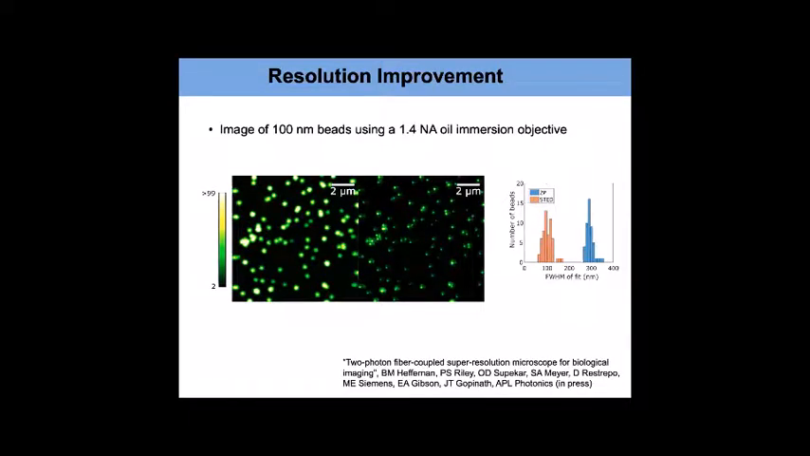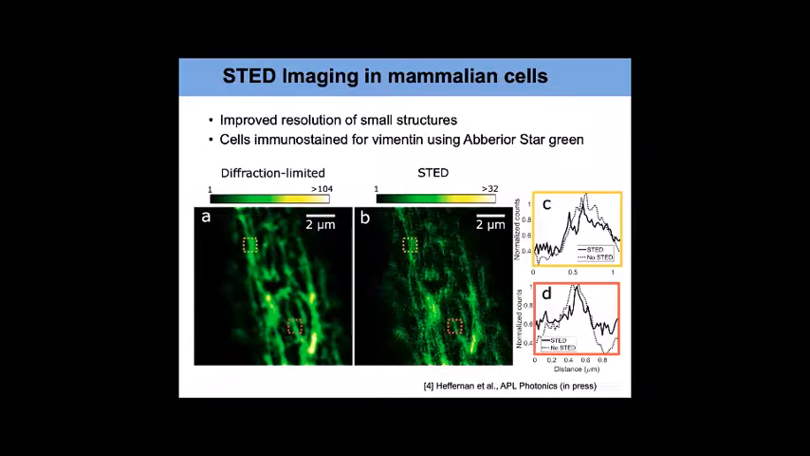This shows the images that Brendan got with a 100 nanometer bead sample. It showed almost a threefold improvement in the resolution. And this shows some images that he took of mammalian cells, immunostained with a Abberior Star Green dye, which is a good dye for STED. We saw a definite enhancement in resolution there.